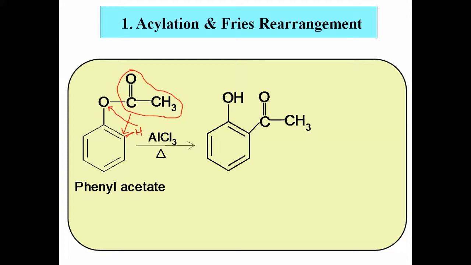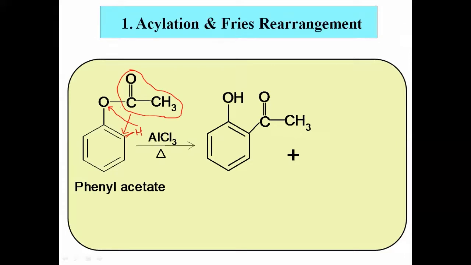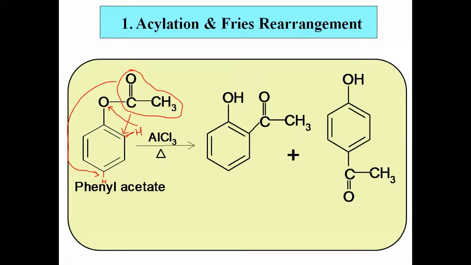Okay, there is a COCH3 group at the ortho position, but there is one more possibility. This COCH3 can migrate to the para position. त्याचं मायग्रेशन या para position ला सुद्धा होतं. And here the COCH3 group can migrate to the para position, and the hydrogen goes on the oxygen, and we get another product. Okay, COCH3 at the para position and OH as it is. And thus, when phenyl acetate is treated with anhydrous AlCl3, we get a mixture of these two products. The acetyl group can migrate from oxygen to the ortho position or from oxygen to the para position, and we get a mixture of these two products.